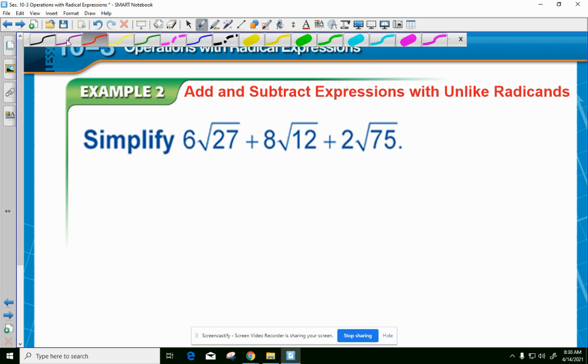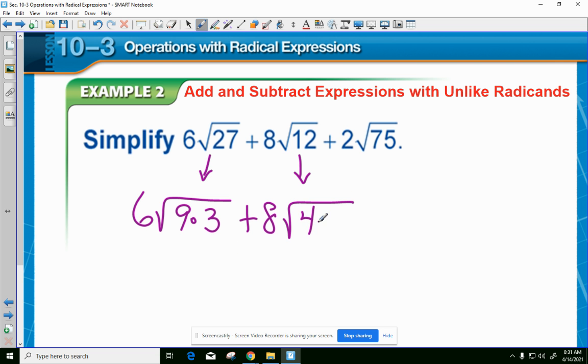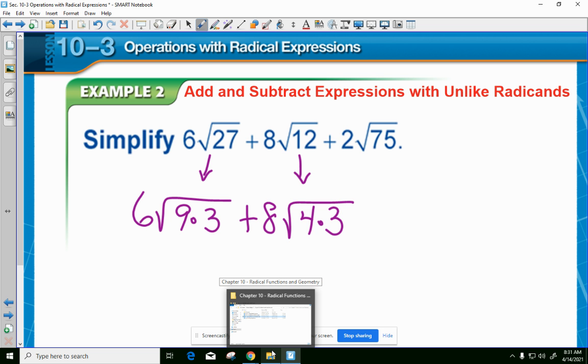Times? Beautiful. So I'm going to rewrite this one for a second to say 6 times the square root of 9 times 3. Okay. What about this middle term? Can somebody find me a perfect square inside of 12? 4 and 3. So I'm going to rewrite this middle term to say 8 times the square root of 4 times 3.